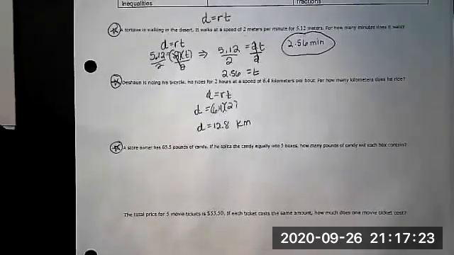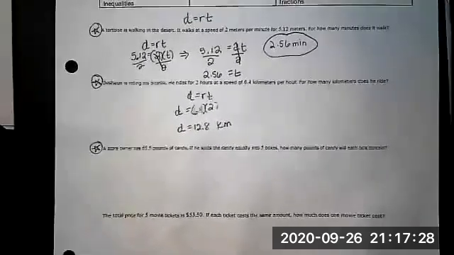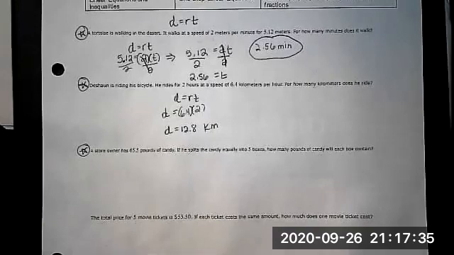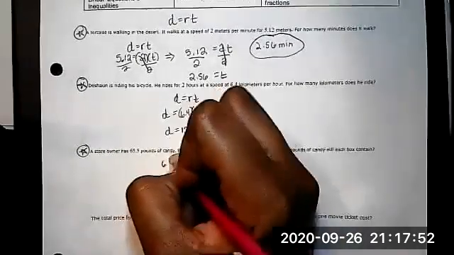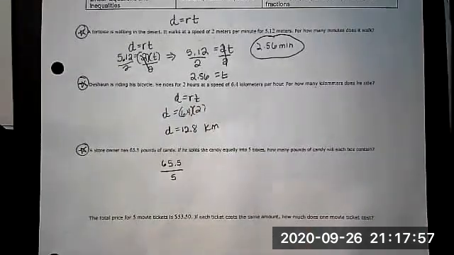A store owner has 65.5 pounds of candy. If he splits the candy equally into 5 boxes, how many pounds of candy will each box contain? With this particular one, yes, you can write an equation for this. For me, I'm just kind of doing it in my head, thinking of how I can solve the problem as quickly as possible. If he has 65.5 pounds of candy and he splits them up equally into 5 boxes, what I'm going to do is take 65.5 and divide that by 5. Because that's splitting that up equally.